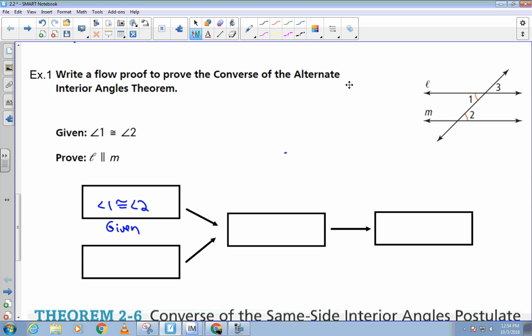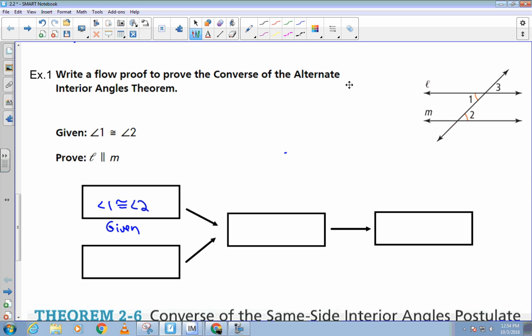You know, because that's what we're proving. No, not the converse. Well, the alternate interior angles theorem says if you have parallel lines, then alternate interior angles are congruent. What we're doing is we're going backwards. We're wanting to show that if the alternate interior angles are congruent, then I can say the lines are parallel. Okay? Alright, so I'm given that angle 1 and 2 are congruent.